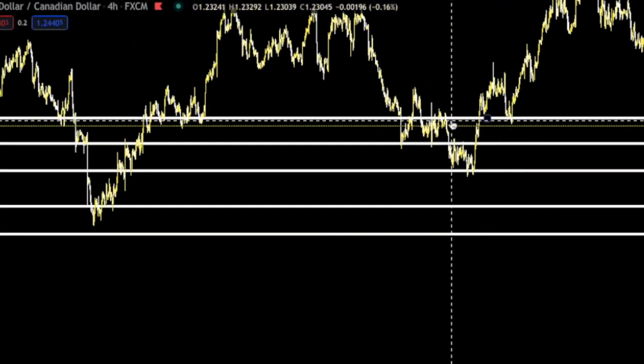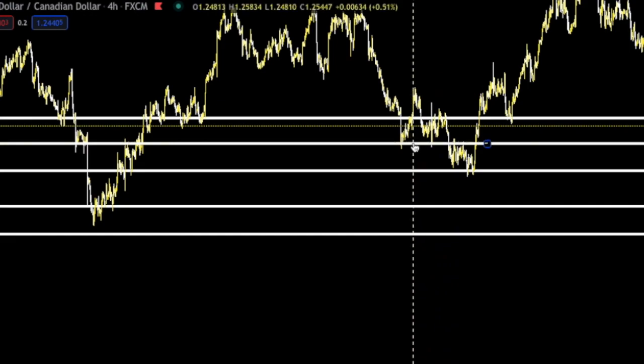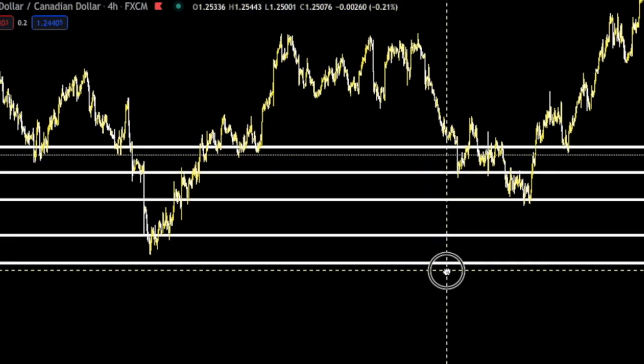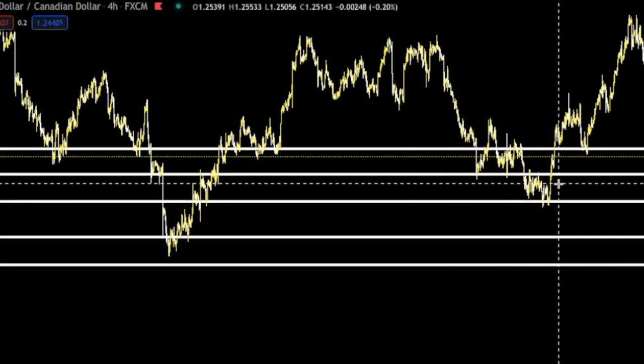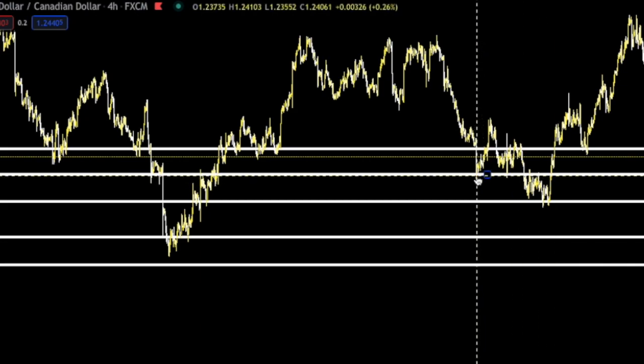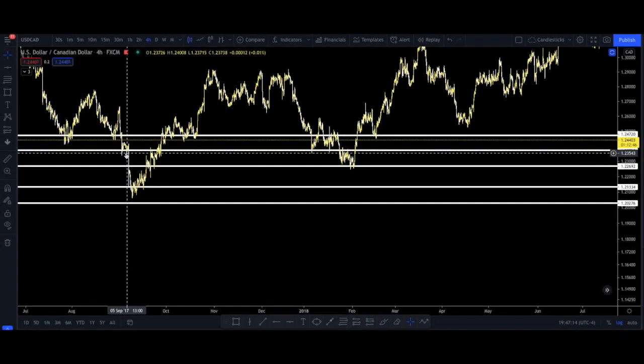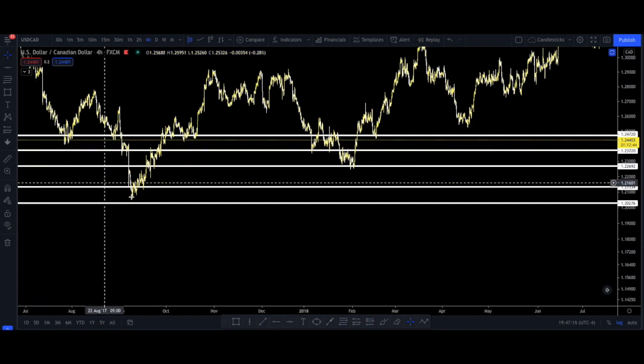You can come over, you can see we have some resistance, some more support, more resistance. Guys, take a look at these levels. Price has memories. You come through here, these same levels were being used back in 2017 and 2018.